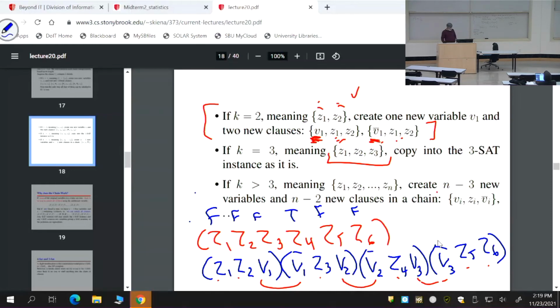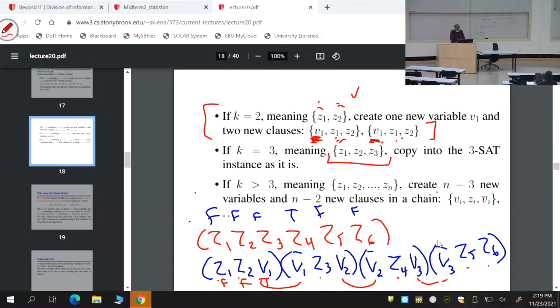What's going to happen? If I do it with this, what do I know? Z1 is going to be false. This is going to be false. How would I save the day? What do I know that V1 has to be? What does V1 have to be to save that clause? True.